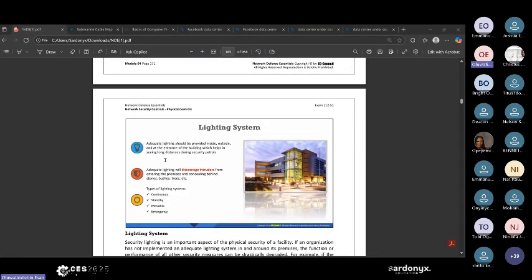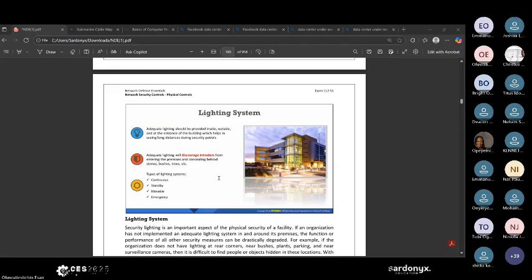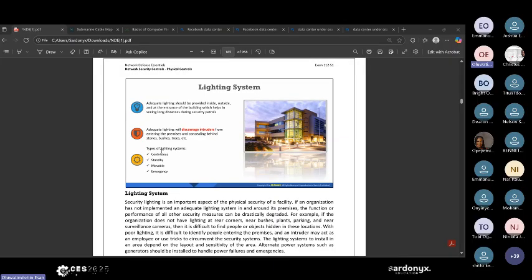Now we have the lighting system. This is what I'm talking about. Some of these buildings at night are very, very bright, so anybody going by, even at night, they can see them. The type of lighting system can be continuous, standby, movable, and emergency lighting system.